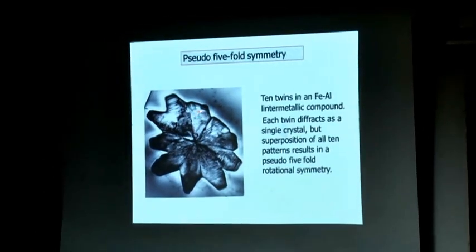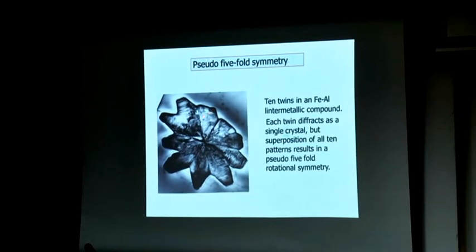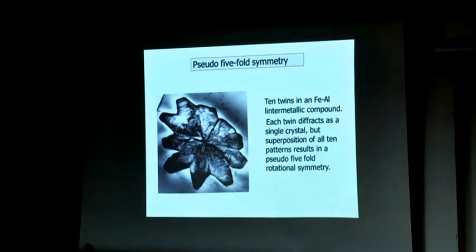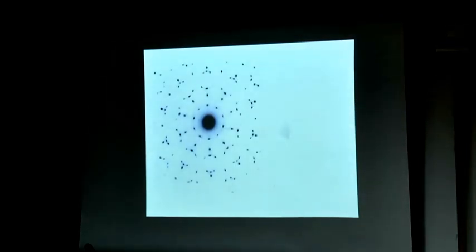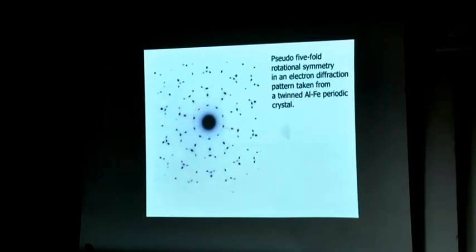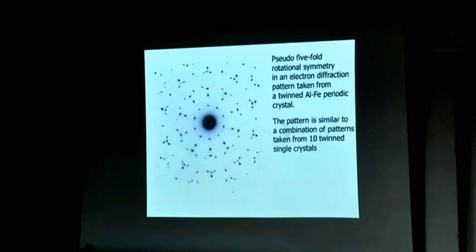Again, if you take a diffraction pattern for one, you'll have a periodic diffraction pattern. But if you take a diffraction pattern for all of them, you'll have a superimposed diffraction pattern. And here's an example. This was taken from that crystal, but from all of them together. So it looks like 5 or 10-fold rotation symmetry. 1, 2, 3, 4, 5, 6, 7, 8, 9, 10. But this is a pseudo diffraction pattern because it's combined of five separate diffraction patterns, which are 72 degrees from each other.